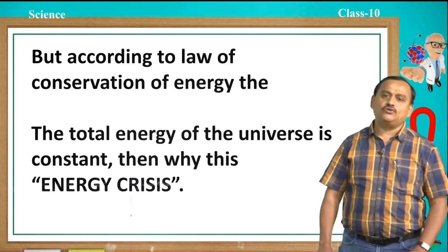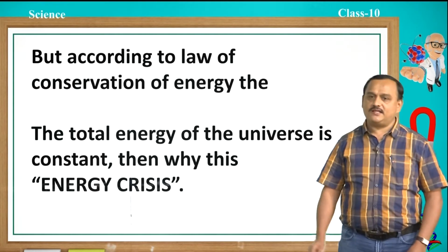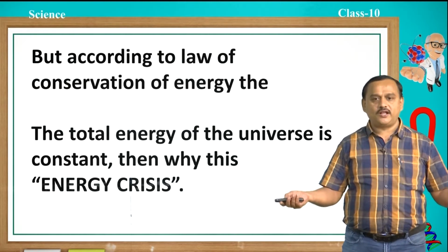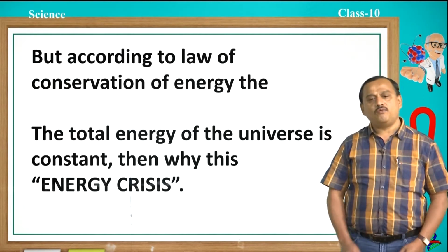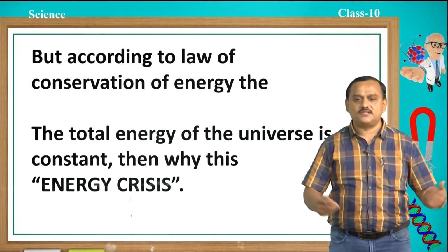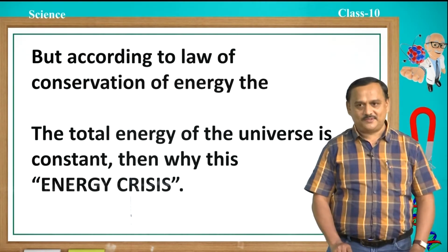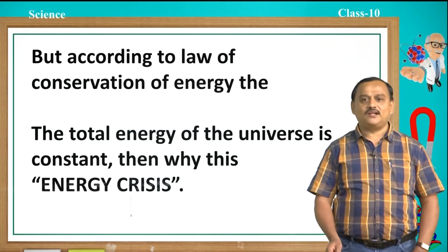But according to the law of conservation of energy, as you know already, the total energy of the universe is constant, no creation, no loss. Then why the energy crisis? What happened to the energy then? To understand this, we have two examples. Let us look at those examples.